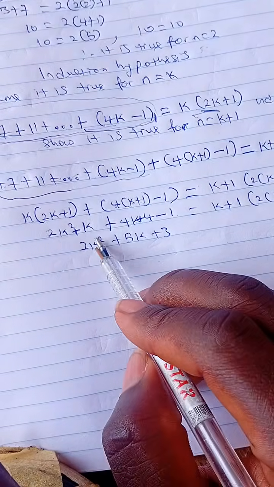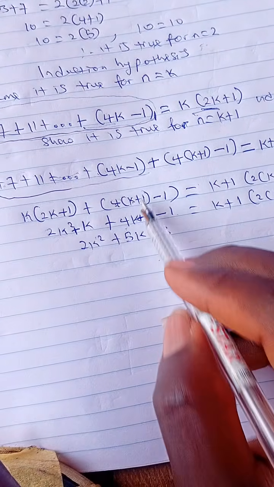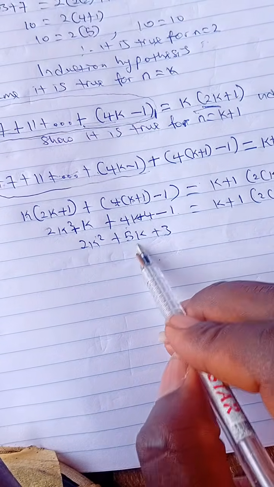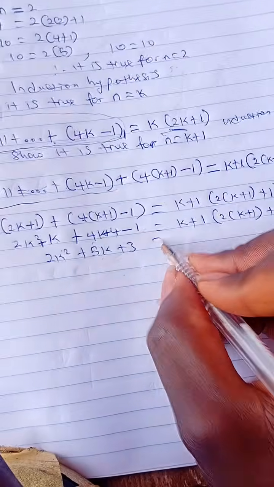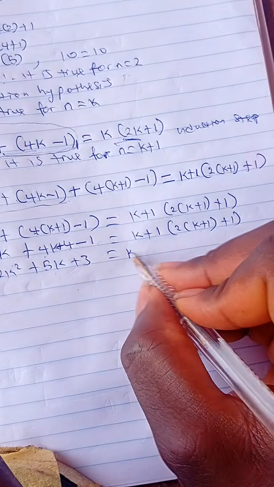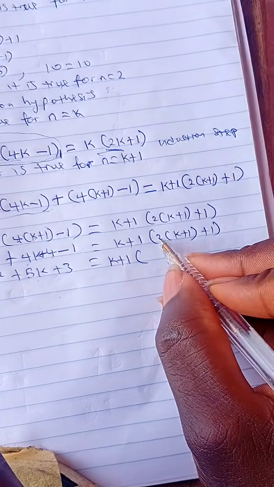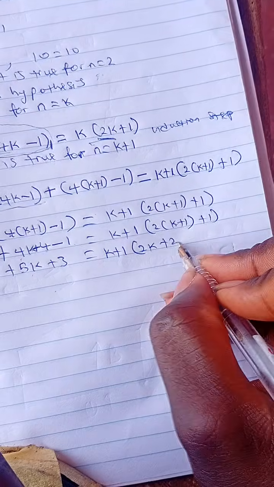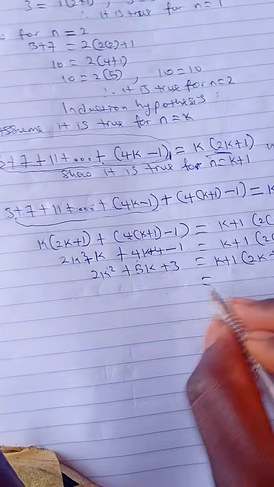K times 1, k. 4 times k, 4k. 4 times 1, 4, minus 1. So this is 2k square. K plus 4k, we have 5k. 4 minus 1, we have 3. Equals to this one now. This one gives us k plus 1. 2 times k, 2k. 2 times 1, 2. Then we have plus 1 there. Are we together? So let's leave this side alone.